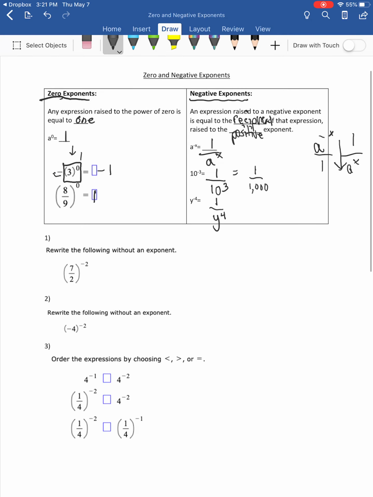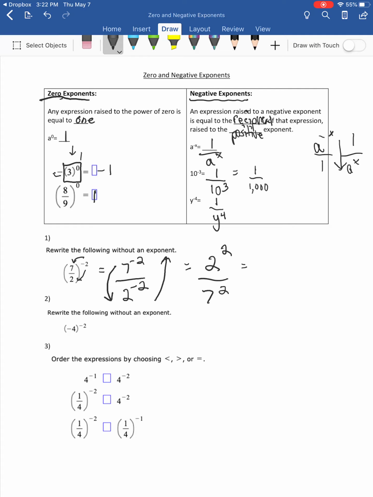So, if we look at some more examples, rewrite the following without an exponent. 7/2 in parentheses to the -2 power. We know from our power of a quotient rule that the exponent is going to distribute to both the 7 and the 2. So this is going to be 7 to the -2 power over 2 to the -2. When we have negative exponents, they're going to switch positions, we take reciprocals. So the 2 to the -2 is going to come to the top with a positive exponent, and the 7 to the second is going to come to the bottom also with a positive exponent. So that's 2 squared over 7 squared, which we can clean up as 4 over 49.